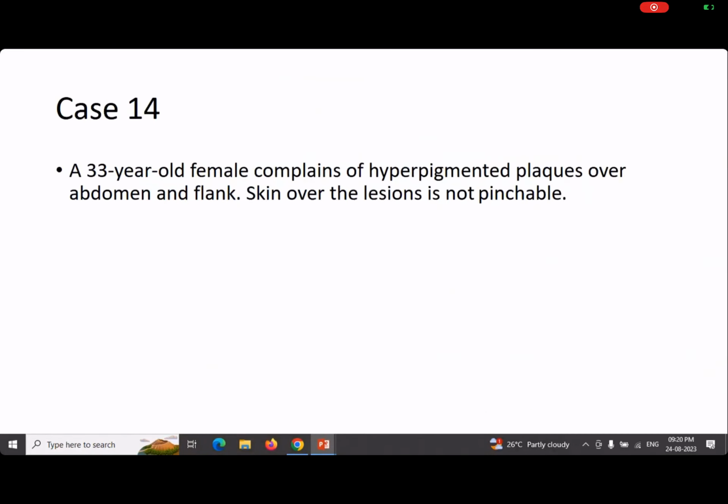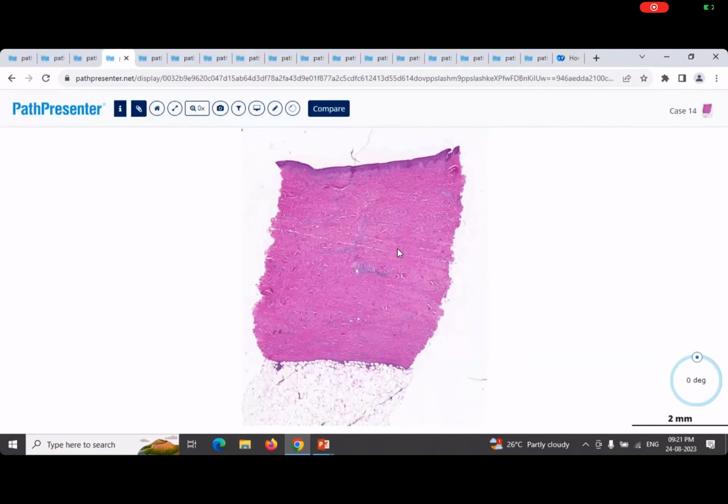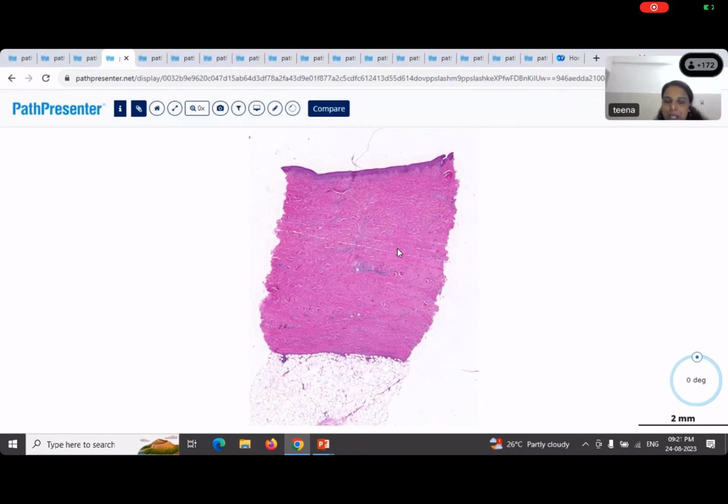So this is a 33-year-old female, complains of hyperpigmented plaques over the abdomen and flank, and skin over the lesions is not pinchable. So Tina, would you like to take this? Sections from skin show a rectangular biopsy. Epidermis appears normal, and dermis appears sclerotic.